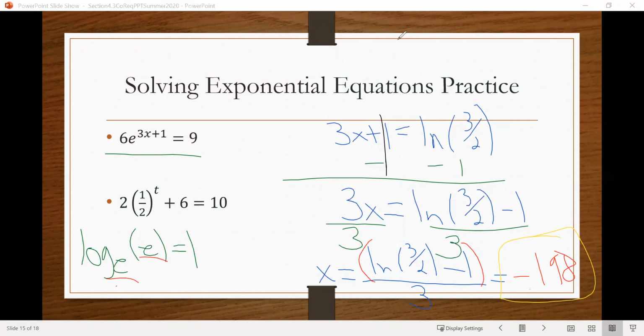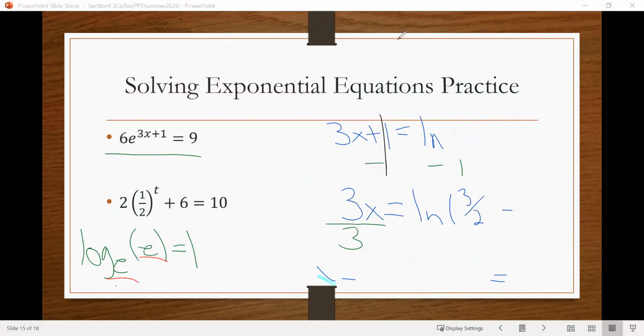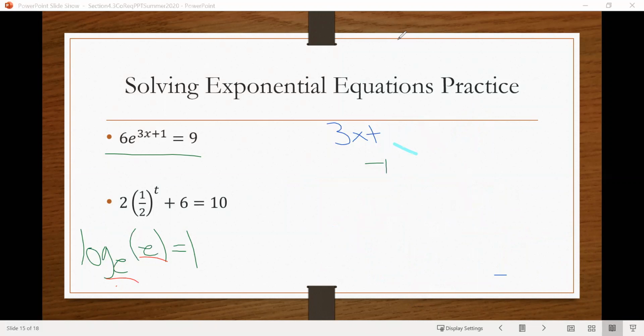So that's an example of solving exponential equations involving the number e as well as natural logs. Let's do the second one now. So we have 2 times 1/2 to the t power plus 6 equals 10.